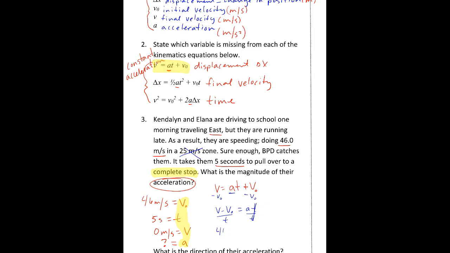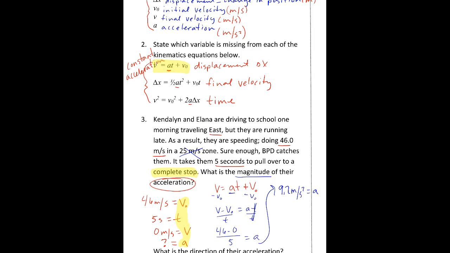So we're going to have 46 minus 0 divided by 5 equals A. So I'm just going to get my calculator out and see what 46 divided by 5 is. That comes out to be 9.2. So I'm just going to continue my space up here and say 9.2, and then the unit for acceleration is meters per second squared, and that is equal to my acceleration. So that is the magnitude of their acceleration, 9.2 meters per second squared.